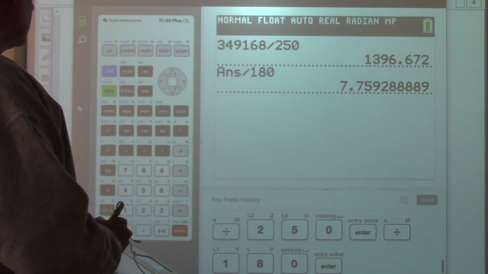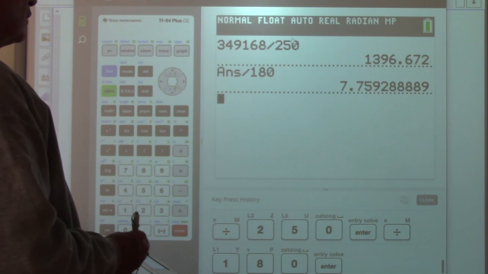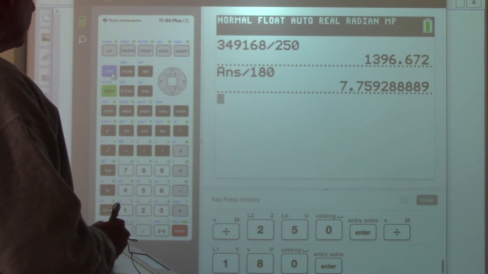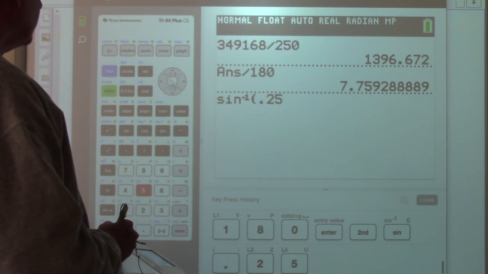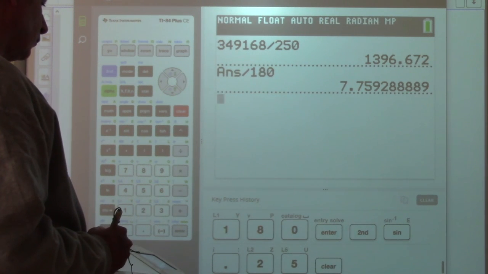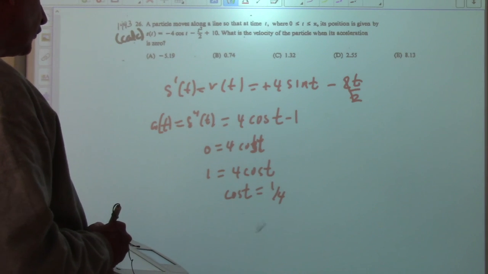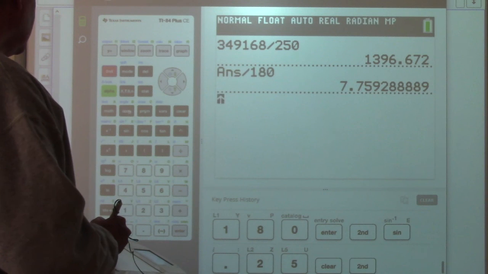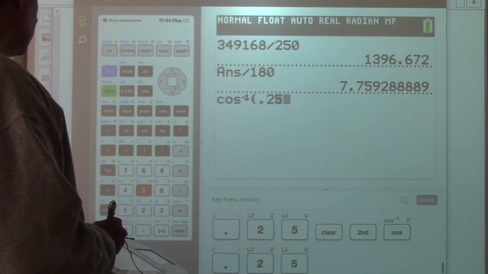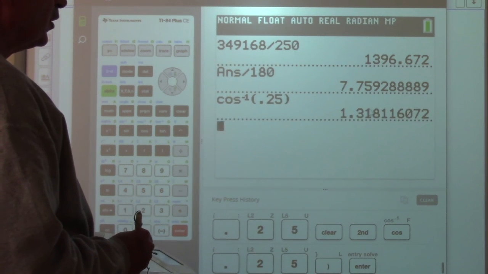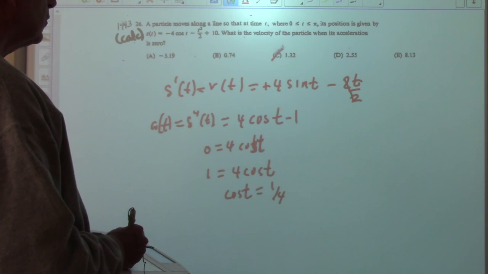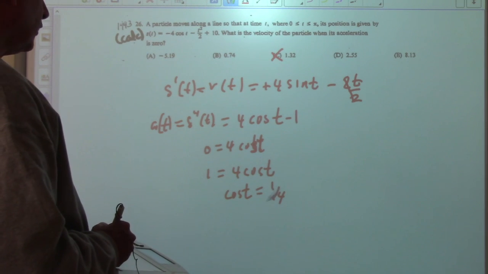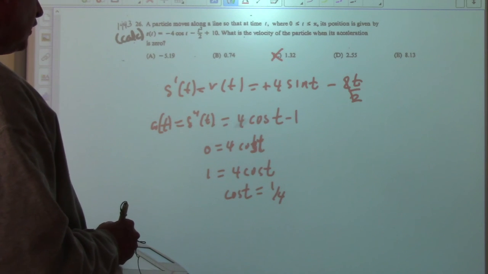You want inverse, and we've got to make sure we're in radians, so inverse cosine of 1/4. Well, inverse sine of 1/4, or was it inverse cosine? It was inverse cosine, wasn't it? Yeah, inverse cosine of 1/4. So this is going to be our t value, 1.318. We've got to plug this into our velocity.